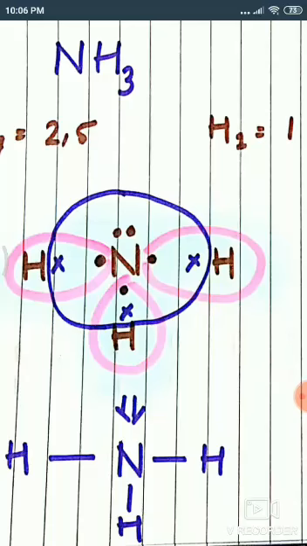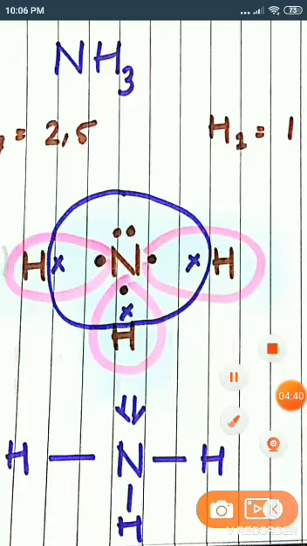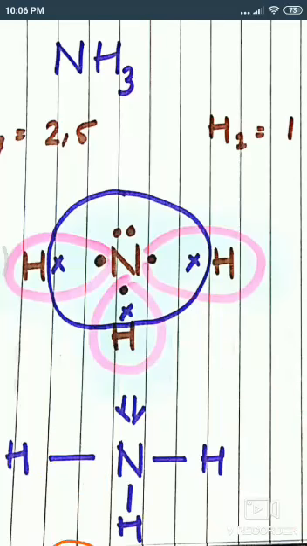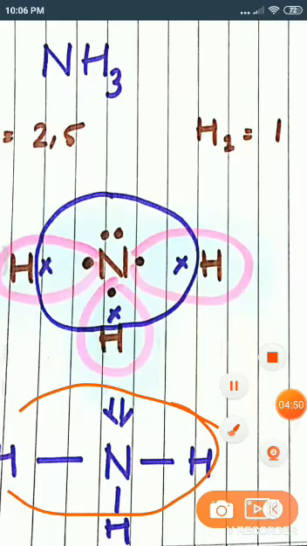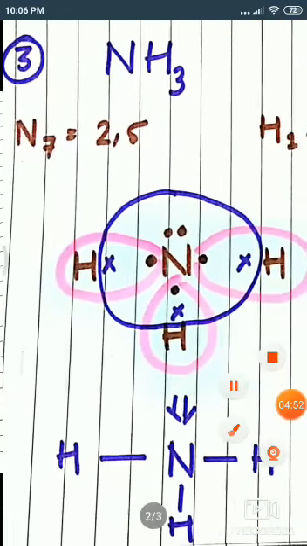We are supposed to write the structure. I have told you, when two species share one electron each, then there will be a single bond. So all the hydrogens will form a single bond with nitrogen. Can you see this?